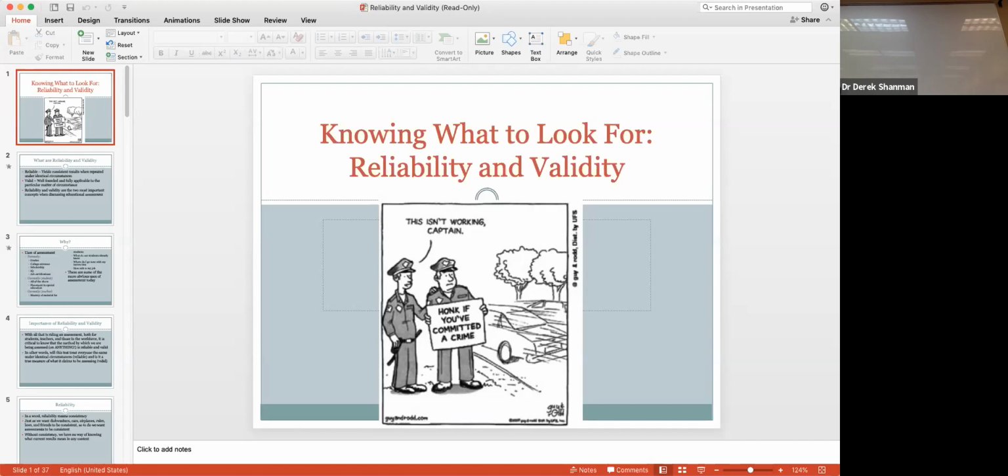Reliability, it's consistent. Valid, it's accurate. Those are two pieces that we have to understand as we start to look up some assessment pieces or assessment tools, all right?